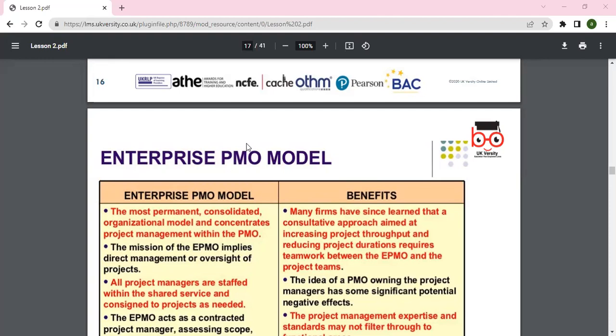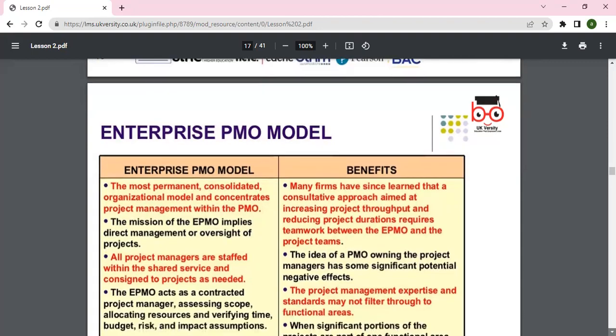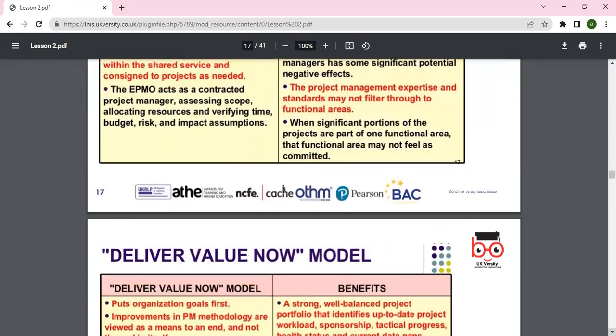The Enterprise PMO model is the most permanent and consolidated organization model, concentrating on project management and development. It brings benefit to the firm and ultimately increases efficiency, which we said earlier. Yes, it needs to be increased.